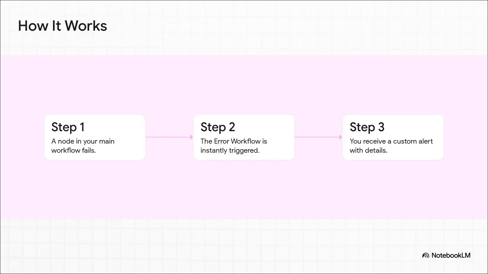It's a beautiful 3-step process. First, some node somewhere in one of your main workflows hits an error. Bam! Instantly, step 2, your error workflow is triggered. And then, step 3, that workflow sends you a custom alert to your Slack, to your email, wherever you want, telling you exactly what went down.